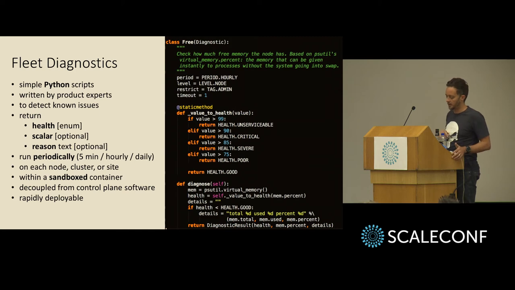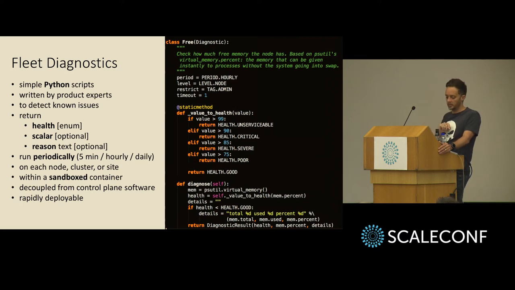So if you look at the diagnostic to the right, it's very simple for our users to make a new diagnostic. All they do is write a Python class, which inherits from diagnostic, type in a little blurb there about what it does. So this simple one here just checks how much free memory is left on the node. Then it has a variety of configuration options. One is the period, is it hourly, 5-minutely, or daily? One is the level, so should it run on every node, site, or cluster? And then you can restrict it to certain types of node.